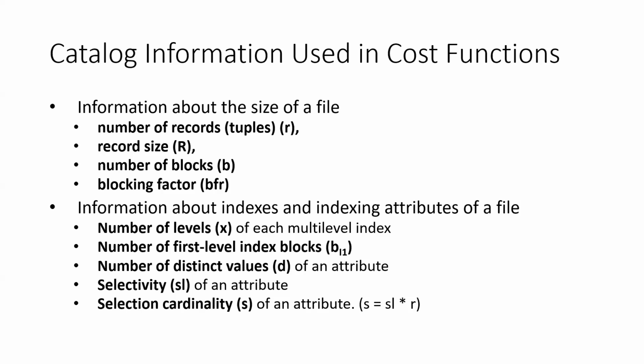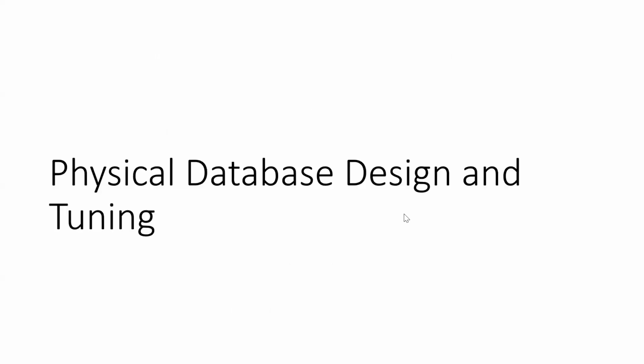Right. Now, there is different information we use for the cost function. For example, the size of the file: the number of records, the record size, the number of blocks, the blocking factor, and so on. Then information about the indexes and indexing attributes. For example, if you use a particular attribute to filter your data, that attribute could be made an index because we want the results to be faster. Then you can have the number of levels in the multi-level index, the number of first-level indexes, the number of distinct values, selectivity, and selection cardinality. Those are some of the information we use for cost estimation.